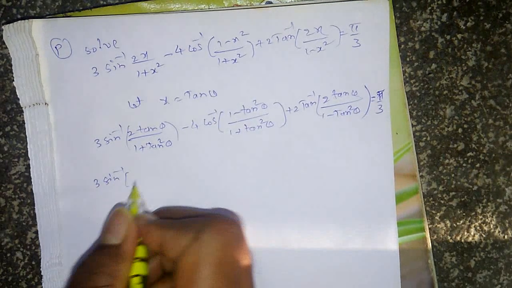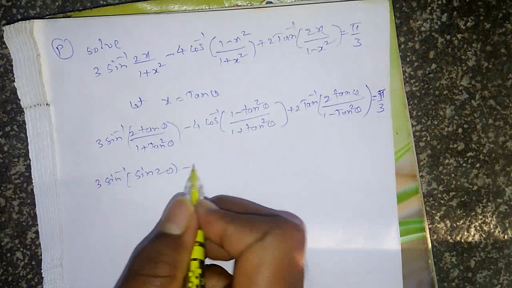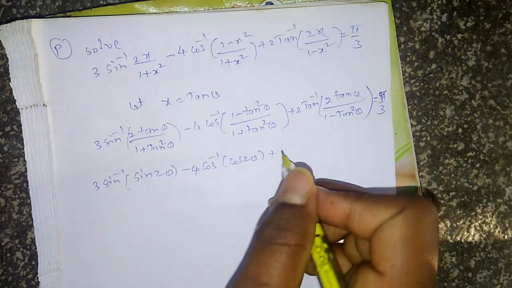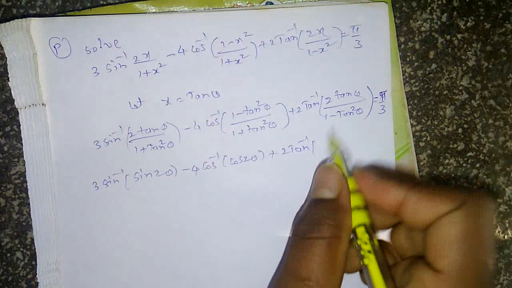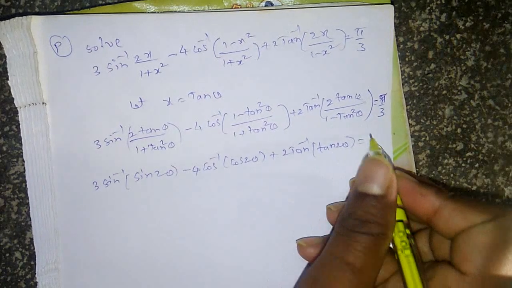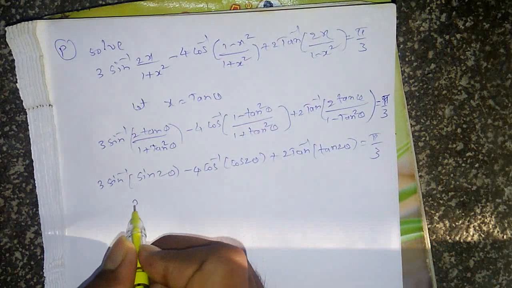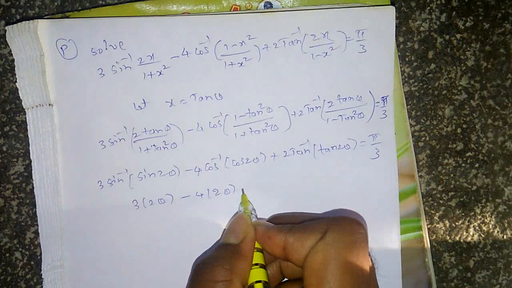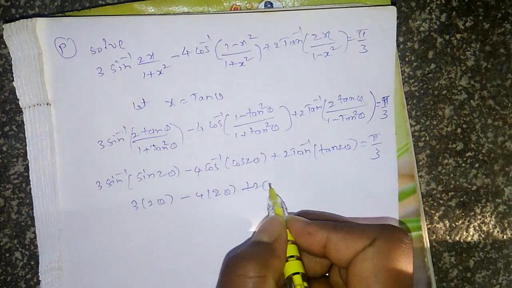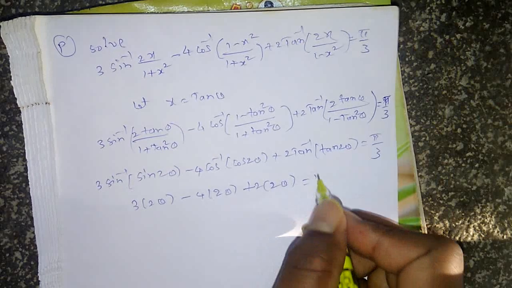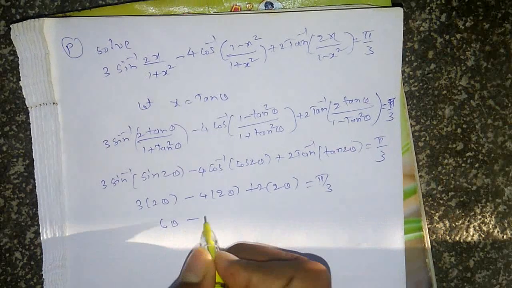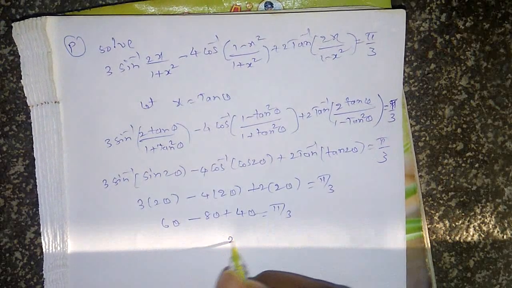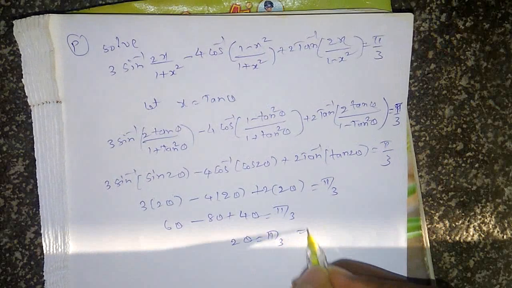So this is the formula for sin 2 theta, minus 4 into cos inverse, this is the formula for cos 2 theta, plus 2 tan inverse, this is the formula for tan 2 theta, that is equal to pi by 3. Here sin inverse sin gets cancelled, that is 3 into 2 theta minus 4 into, here also cos inverse cos gets cancelled, 4 into 2 theta plus 2 into tan inverse tan gets cancelled, 2 into 2 theta is equal to pi by 3. This is 6 theta minus 8 theta plus 4 theta is equal to pi by 3. That is 10 theta minus 8 theta is 2 theta is equal to pi by 3, implies theta is equal to pi by 6.